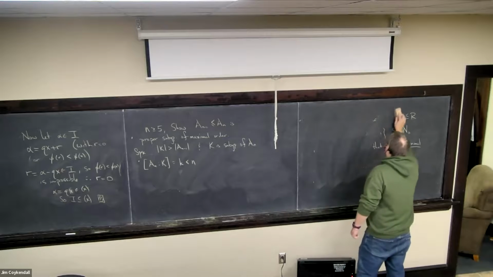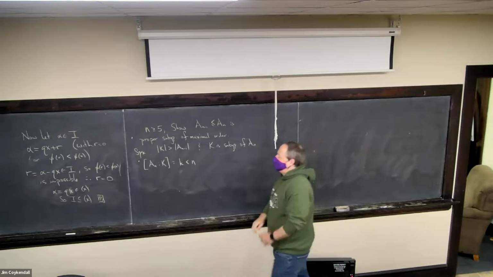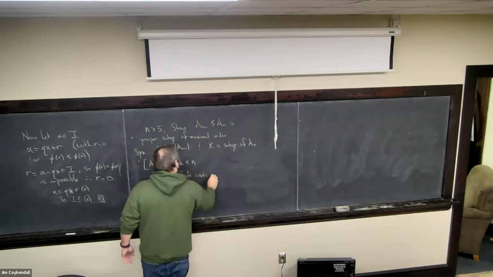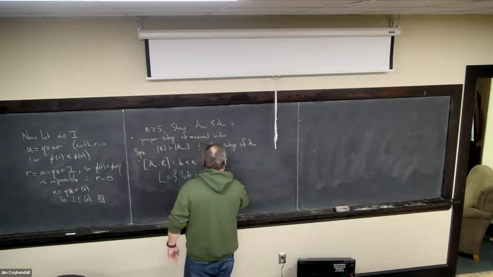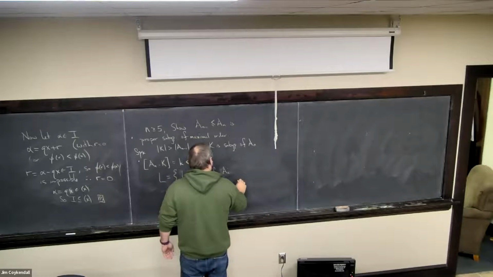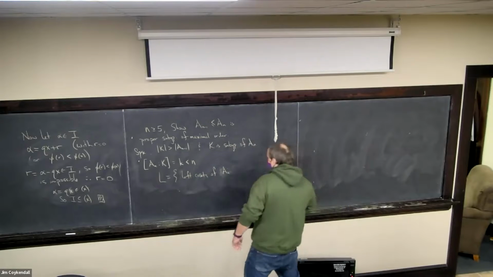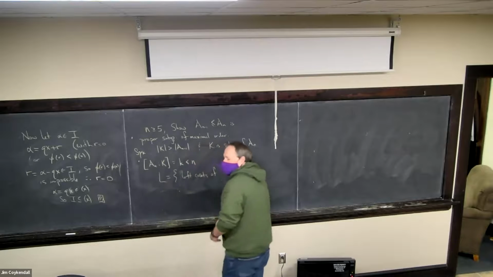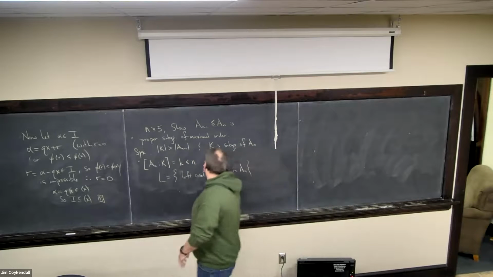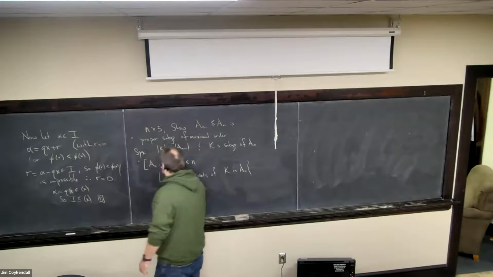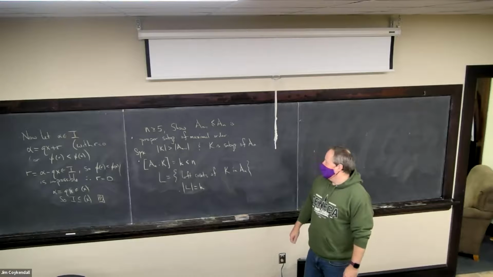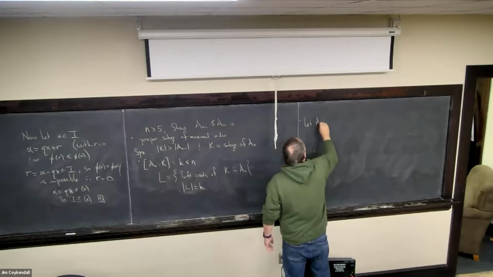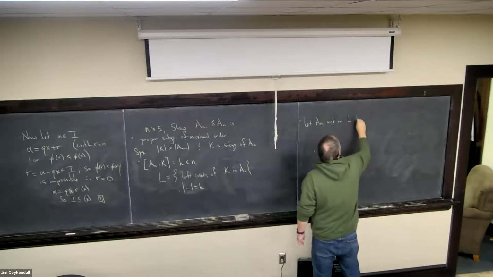Let L be the set of left cosets of A_n. Notice the number of left cosets is k, because it corresponds to the index. Let A_n act on L by left translation.